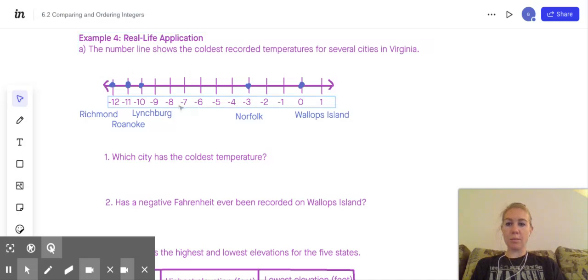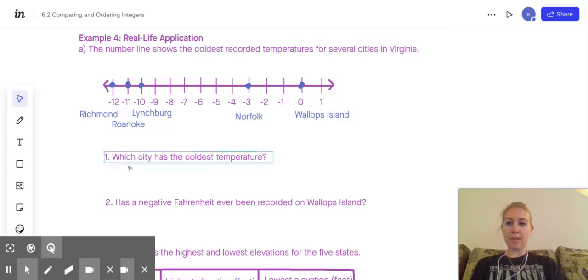Looking at this number line, I see mostly negative numbers. 0 is way over here on the right, and then we have positive 1. Graphed here is Richmond, and then Roanoke at negative 11. Lynchburg is at negative 10. Norfolk is at negative 3. And Wallops Island is at 0. Again, the number line shows the coldest recorded temperatures for those cities.